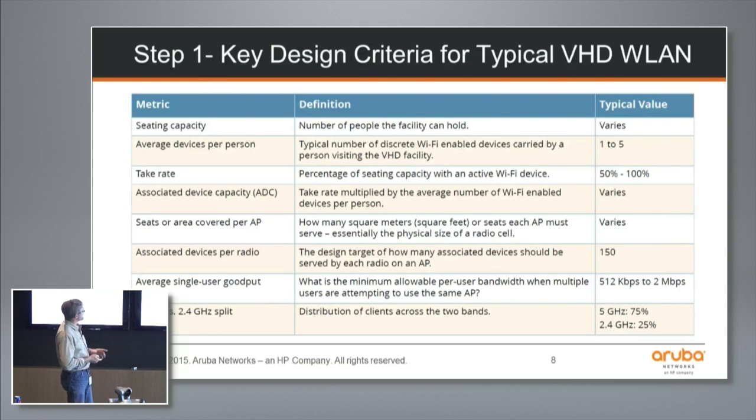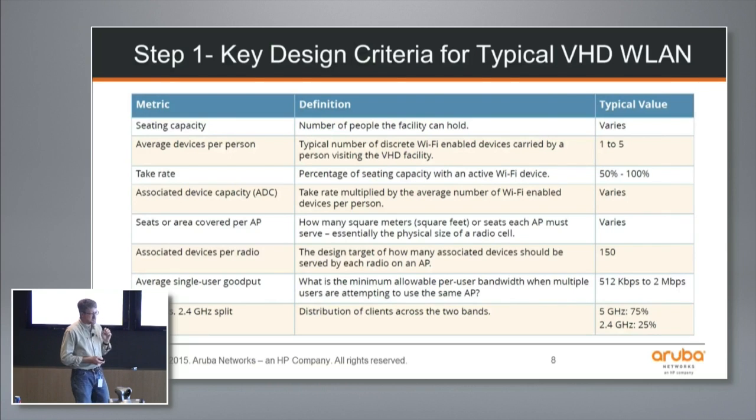So you boil that down, and then you have to say, what is the percentage of those users that we expect to connect to the network at some point during the event? So that's the take rate. And that's going to give us the ADC. And we're going to walk through examples of this here in the next slide. I'll jump down to the second two items.